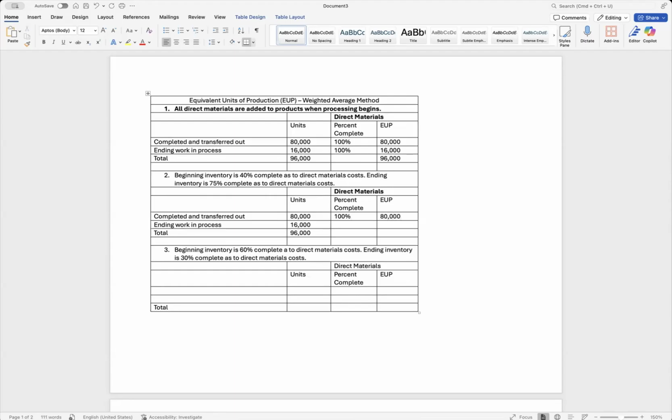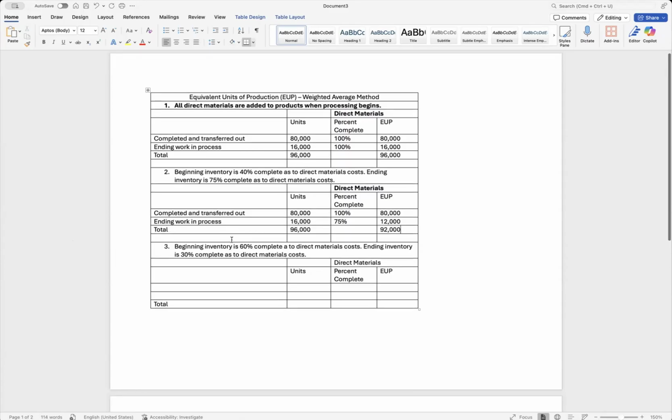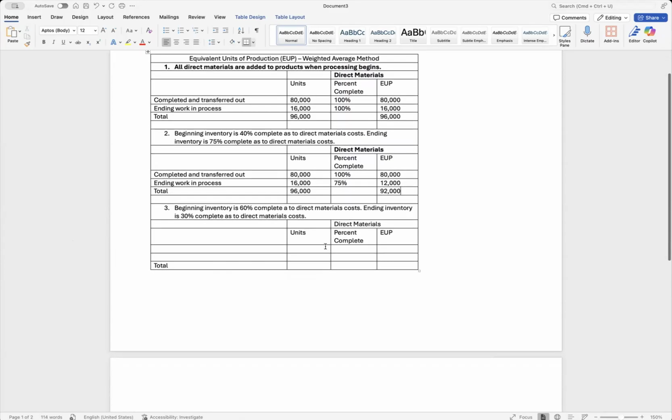Now the ending work in process, it says the ending inventory is 75% complete as to direct materials. So this is telling us now that not all the direct materials have been added into our ending work in process. How much has been added in? It says 75%. So now we need to get our calculator and we need to find 75%. So 75 divided by 100 times 16,000. And that gives us 12,000. And these two added together gives us 92,000. So with respect to my direct materials, the equivalent units of production completed are 92,000.